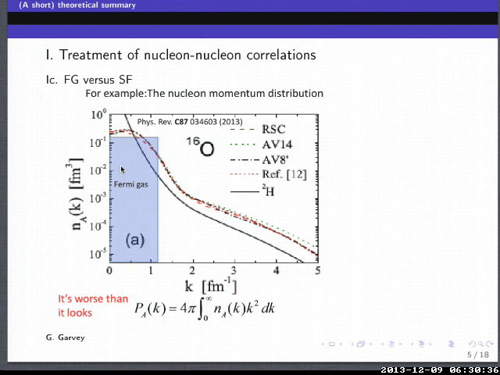And the most spectacular manifestation of that, which everybody knows, very simple and intuitive, is an impact on the distribution of nucleon momenta. In the case of a Fermi gas, it is just a step function. In the case of the spectral function, so in nature, there is a long high momentum tail.